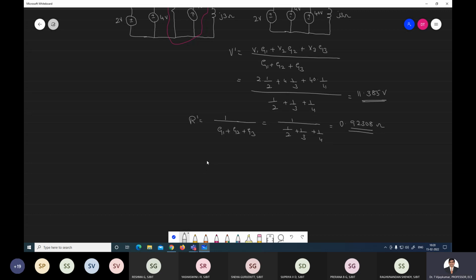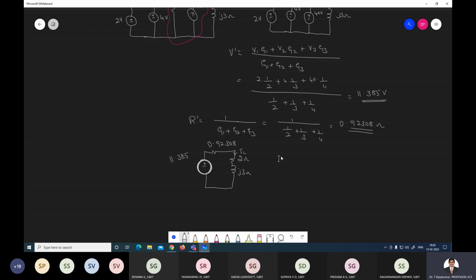Now write a circuit. This is V dash, and this is where V dash and R dash are, and the load as given. What is the load given? That you write. So V dash is given as 11.385 and R dash is given as 0.92308. The load is 2 ohm and an inductance of J3 ohm. Then find out what the IL is, the current flowing through the load.